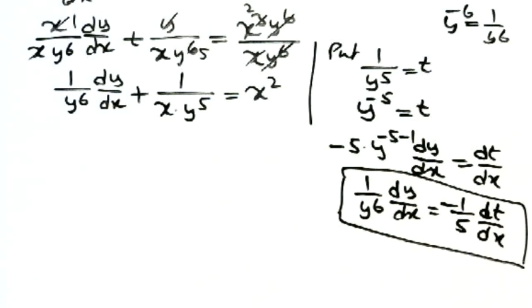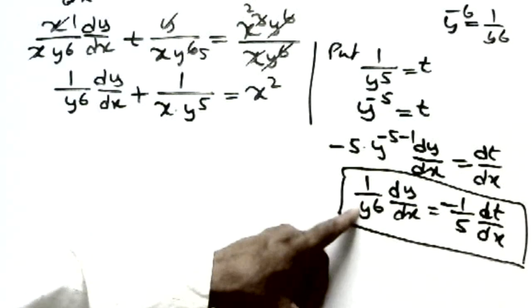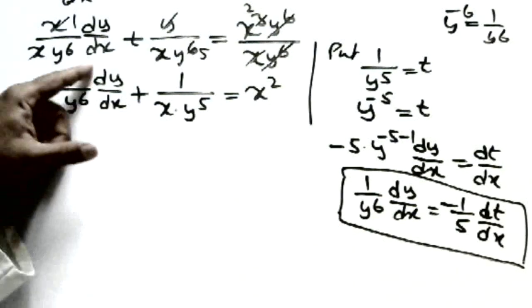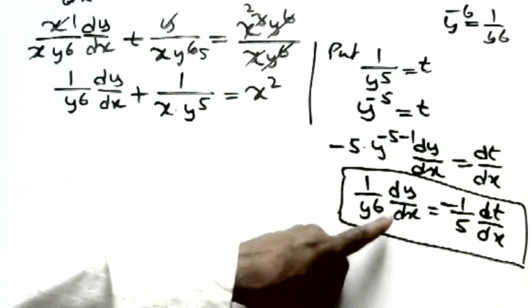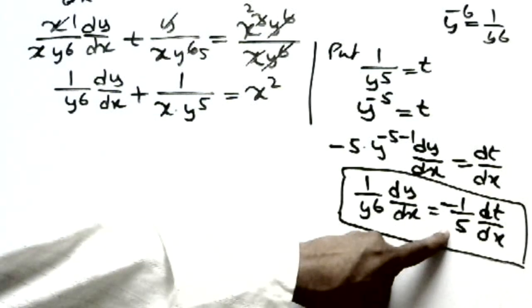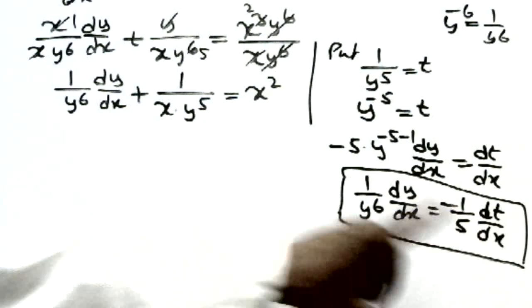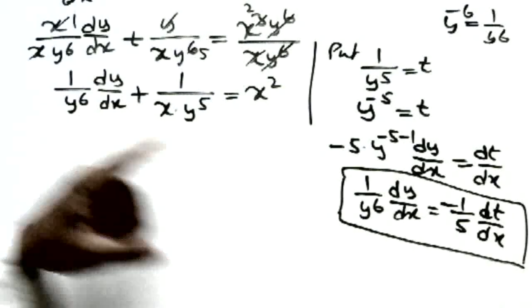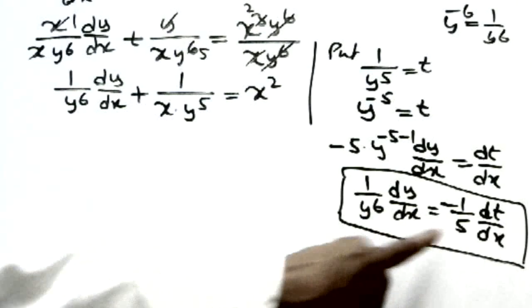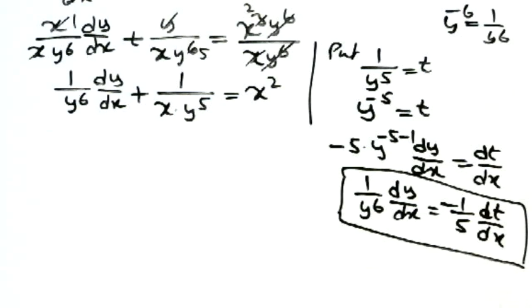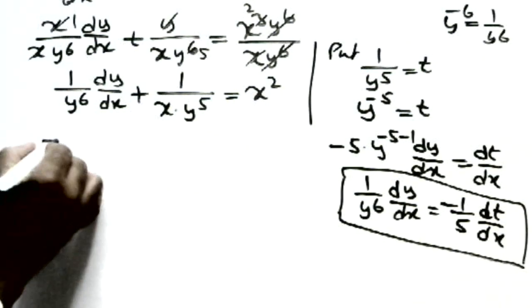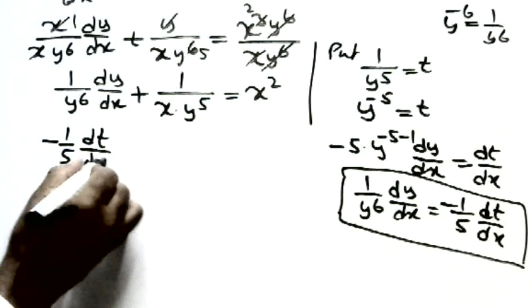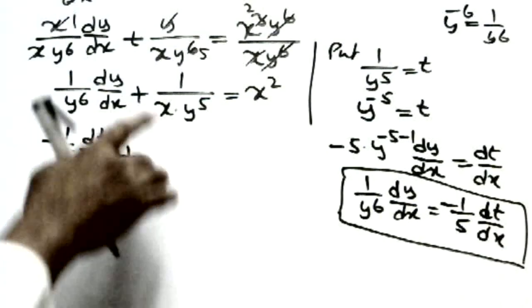Now see here, the question will get changed. So watch carefully. In place of 1 by y power 6 dy by dx, we can write minus 1 by 5 dt by dx.